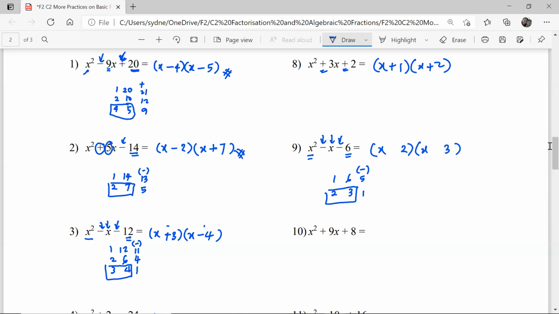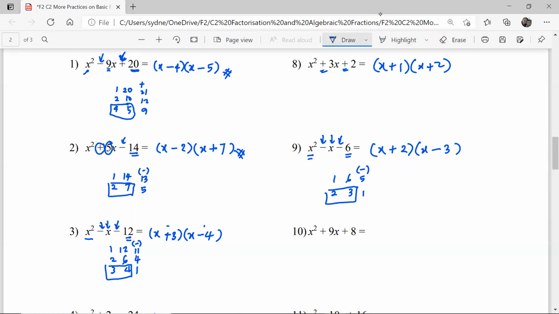And we want it to be negative. That means negative goes to big number, positive goes to small number. Double check. Positive 2x and negative 3x. We get back negative 1x. So that's it. Our factorization is correct.